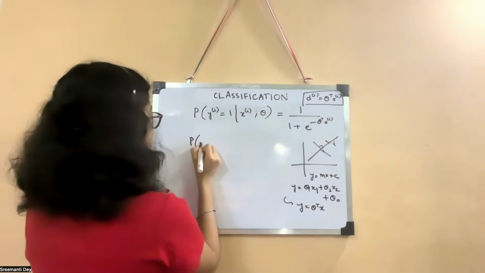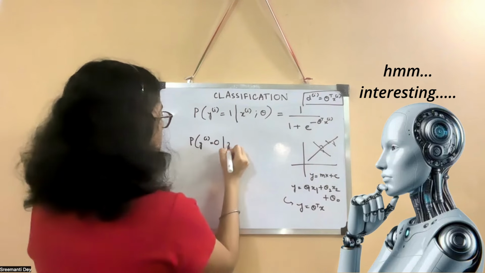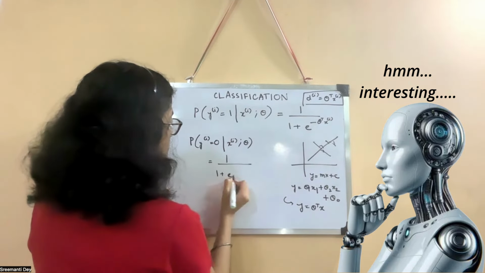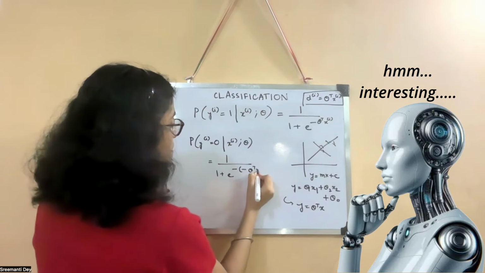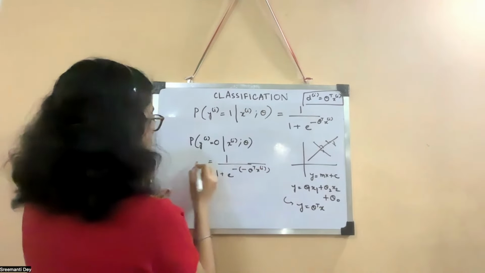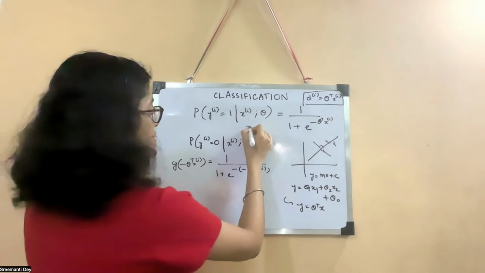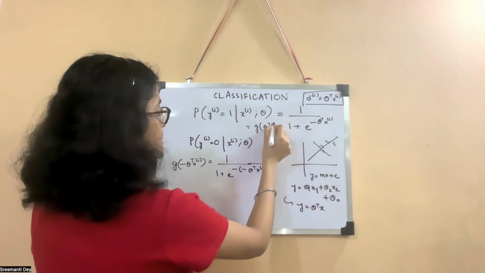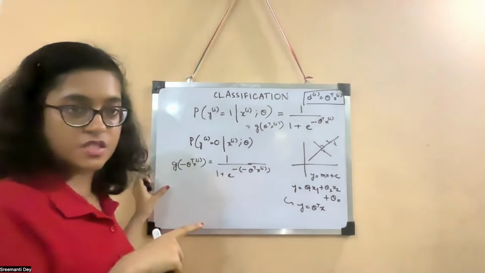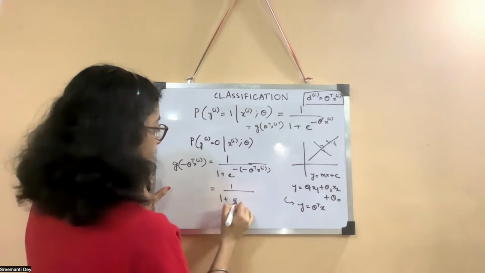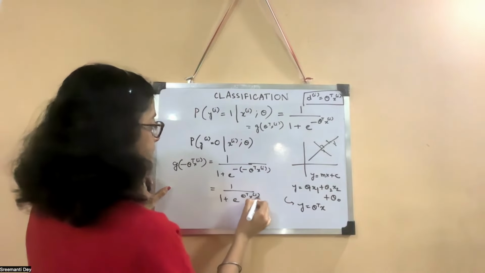Great. Now the next thing, you can already guess what this is going to look like. 1 by 1 plus e to the power minus of minus theta transpose xi. So basically this is g of minus theta transpose xi, and this was g of theta transpose xi. Remember g, which is the sigmoid function, minus. So this is going to be 1 by 1 plus e to the power theta transpose xi.